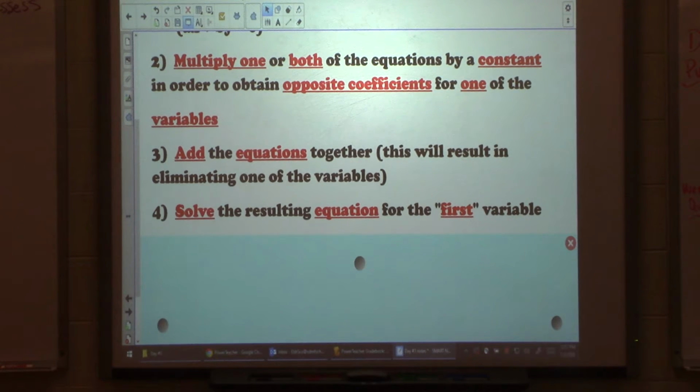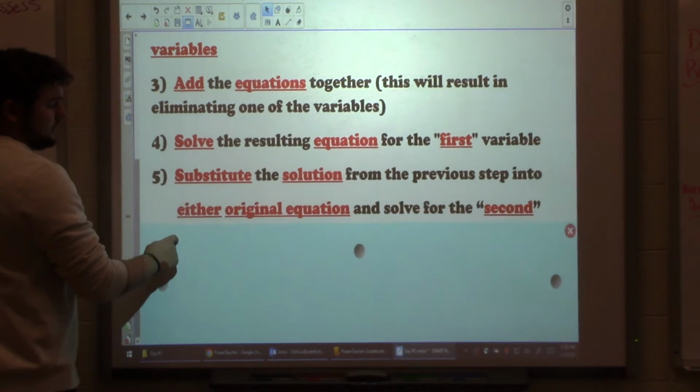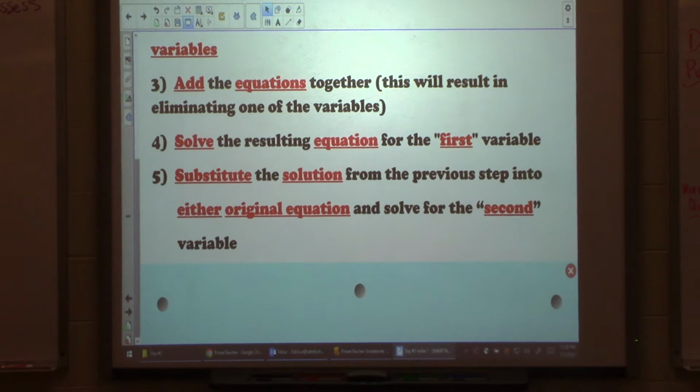That's our first variable. Once you've solved for y, or x, whichever one your first variable is, you're going to substitute that back in, just like we have been doing. We found one of our variables, and we plug it back into one of our 2 original equations, and then we're going to solve for our other variable. So substitute the solution from the previous step into either original equation, and solve for the second variable, the one that's left over.